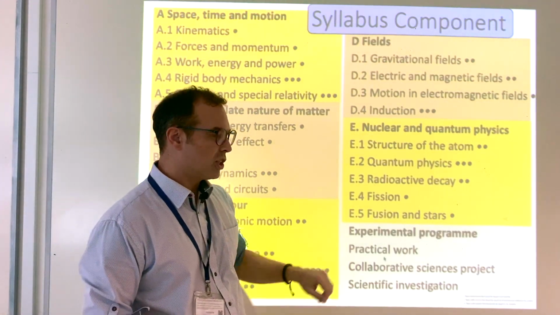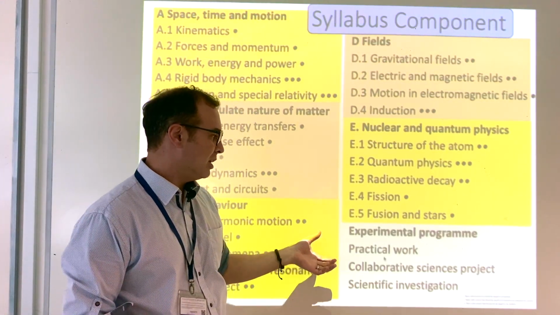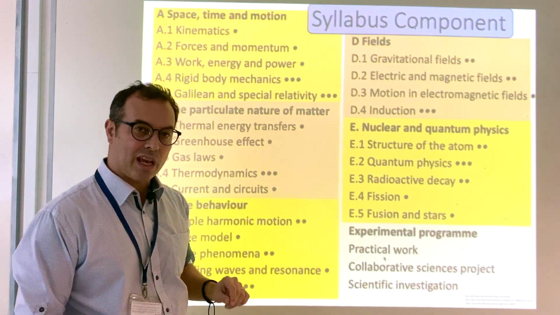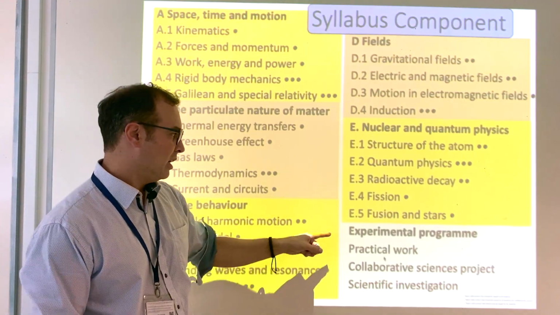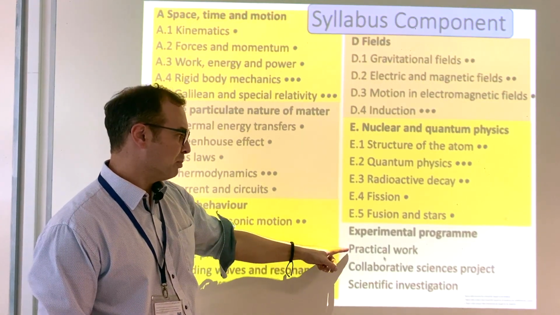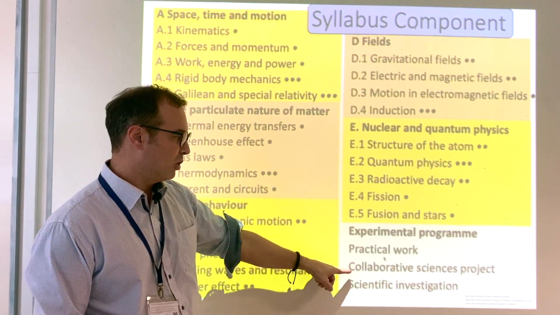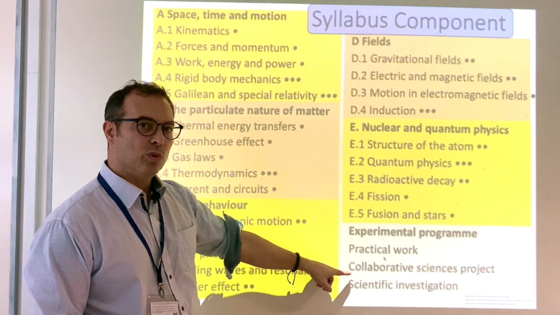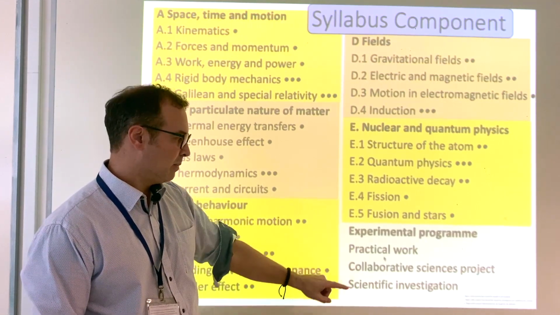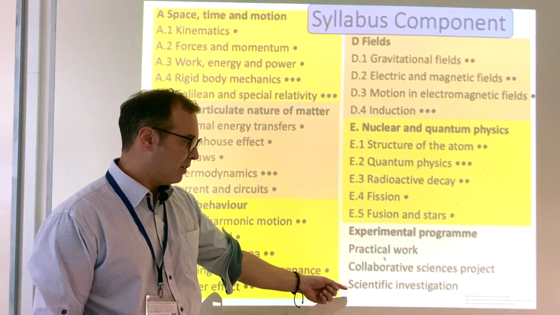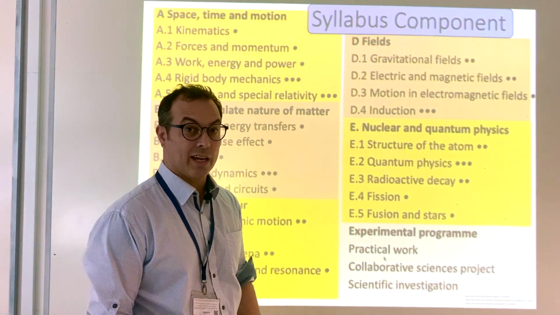The last one is our experimental program, and this one is done throughout the year and also at the end of the year in what's called the IA. So here, the experimental program is practical work. It's also collaborative science project, which used to be called the Group 4 project, which you will do with different disciplines of science. We also have a scientific investigation, and this is what we're calling the IA.